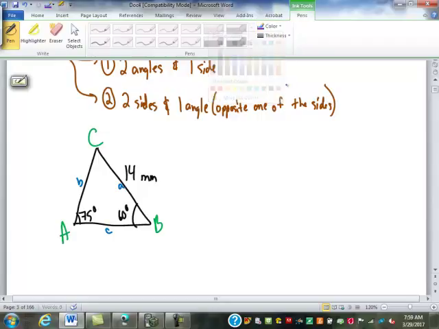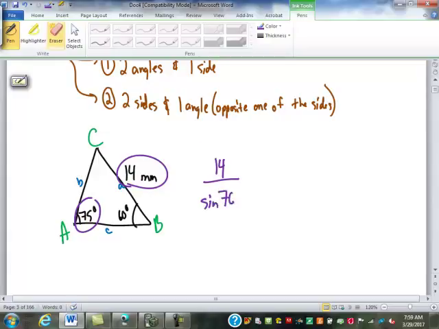So now the relationship is we look for the angle that we have a side opposite it. Here, where's our pair where we have an angle and its opposite side? The 14 and the 75. So 14 is the length of the side, 75 degrees is the angle. So it's going to be 14 over the sine of 75. That's the first thing we need, a side and its opposite angle. Now we look at the other piece of information we have here, this angle B.